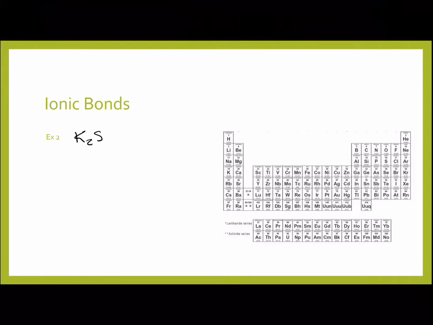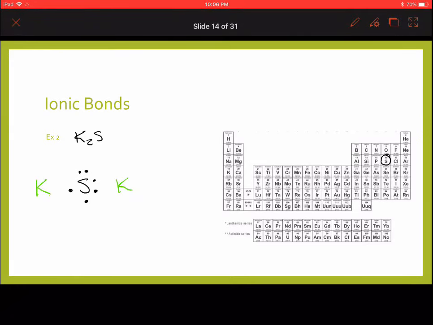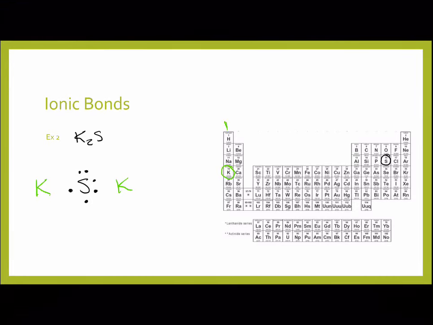So our next example is K2S. We can find potassium on our periodic table, and it's group 1, and sulfur is group 6, so it has 6 valence electrons. We'll draw those around it. And you have your 2 potassiums on either side of your sulfur, and each one had 1 valence electron. So draw the 1 valence electron for each potassium. And those are both going to be given to the sulfur.